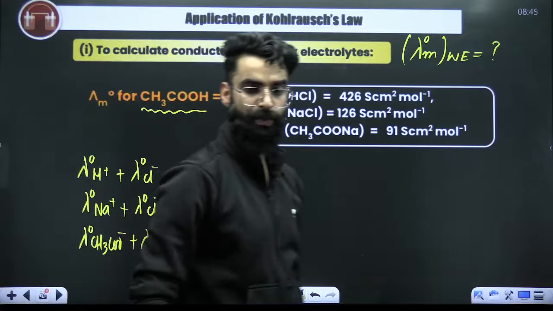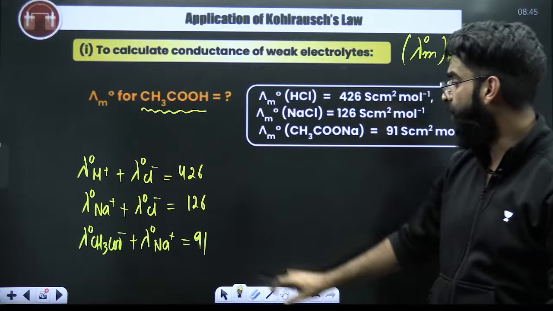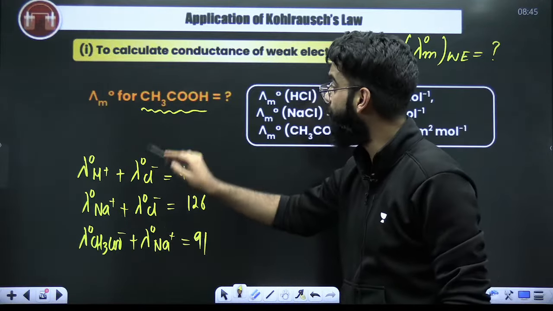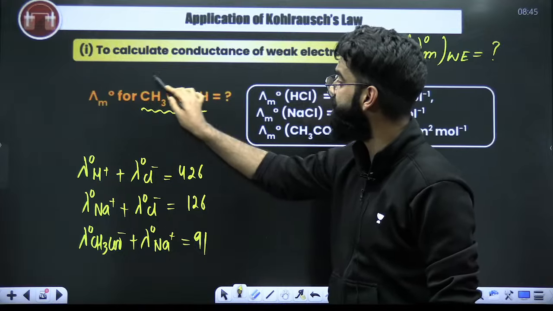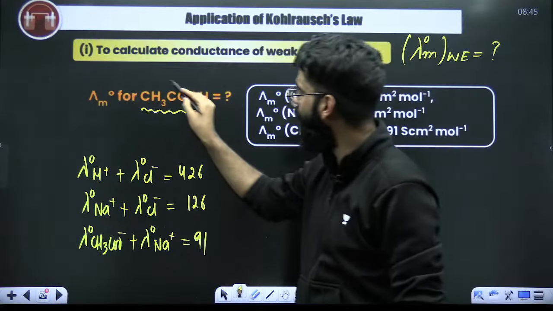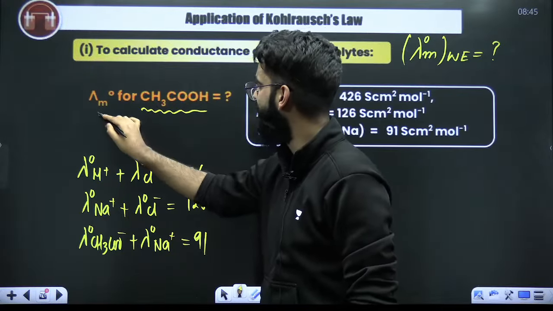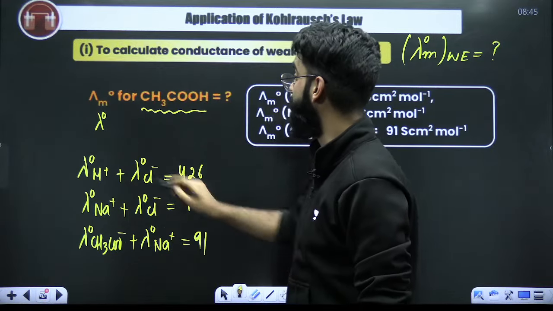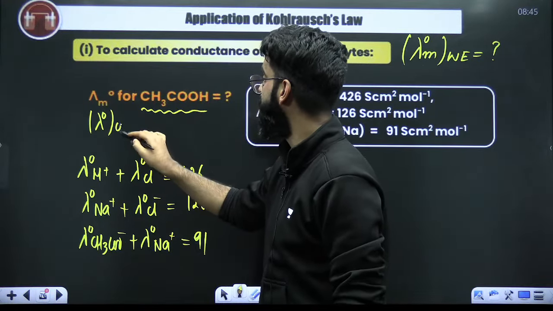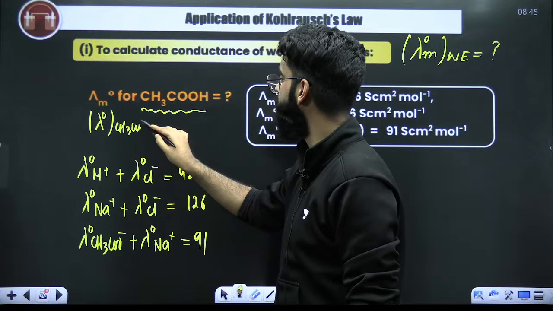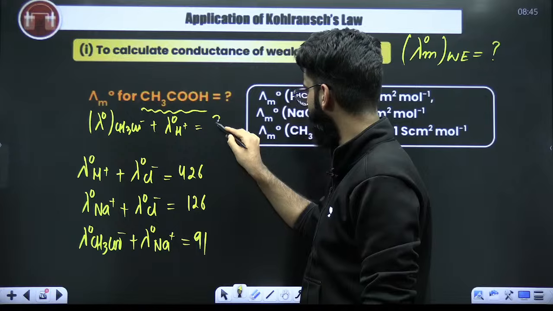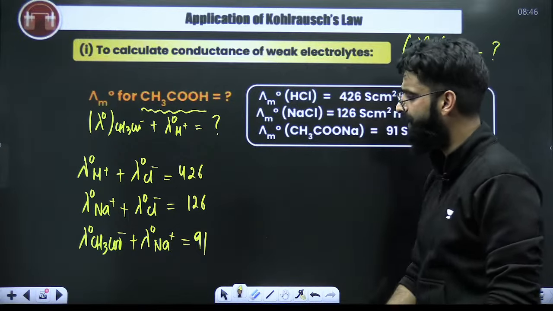So how many equations do I have? I have got 3 equations. From these 3 equations, I have to get this particular value, lambda naught m of CH3COOH. First of all, how do you break this CH3COOH? Basically I have to get the value of lambda naught m of CH3COO- plus lambda naught m of H+. This is the value which I need to get.